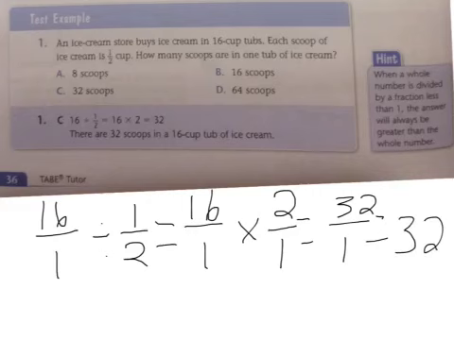Now, if we look at our hint over here, our hint is simply saying, when a whole number is divided by a fraction less than 1, the answer is always going to be greater than the whole number. So let's look at the rest of the problems we're going to work out.